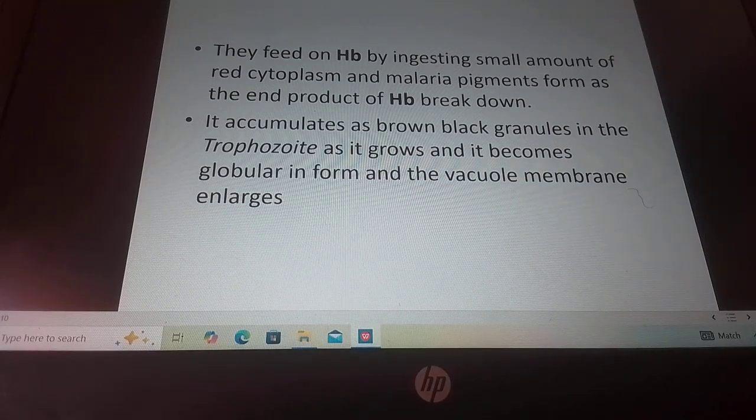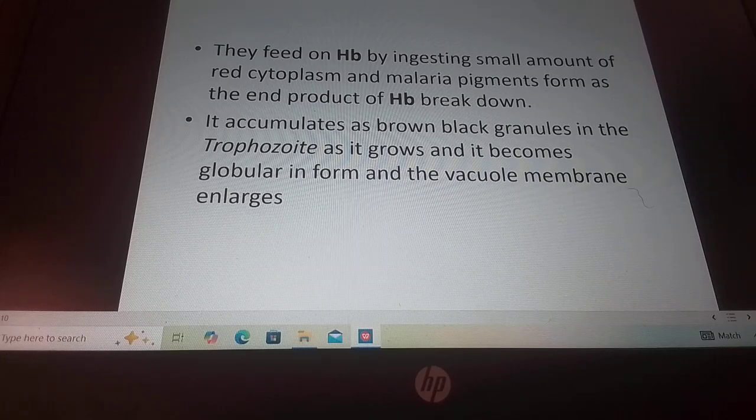So as I was saying, these trophozoites will feed on the hemoglobin by ingesting small amounts of the red cytoplasm, and now the malaria pigments form as the end product of hemoglobin breakdown. And this is the main reason why patients suffering from malaria will have anemia, the microcytic and monocytic anemia. So you see, they will record anemia because of these trophozoites that will be feeding on the hemoglobin.